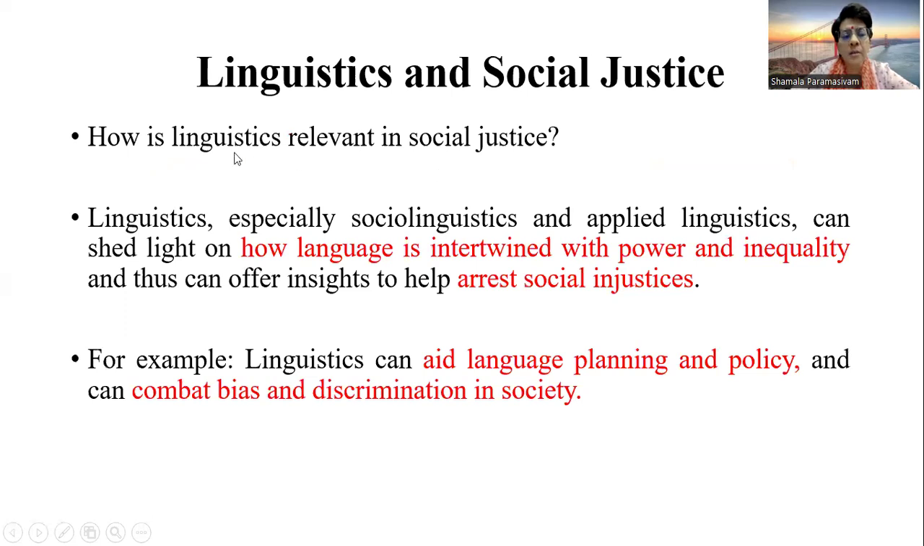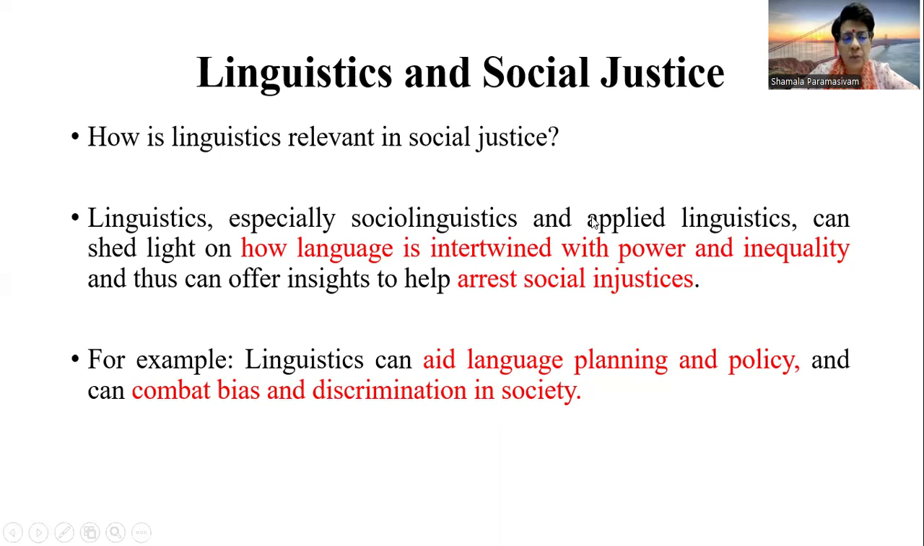Then let's look at linguistics. How is linguistics, which is the scientific study of language, relevant in social justice? We have seen how language is implicated in social justice and how it has a role to play in mobilizing social justice. But now let us look at how the scientific study of language, that is linguistics, is relevant in social justice. Well, I have taken two branches of linguistics, sociolinguistics and applied linguistics, as examples to show you how it is relevant for social justice.